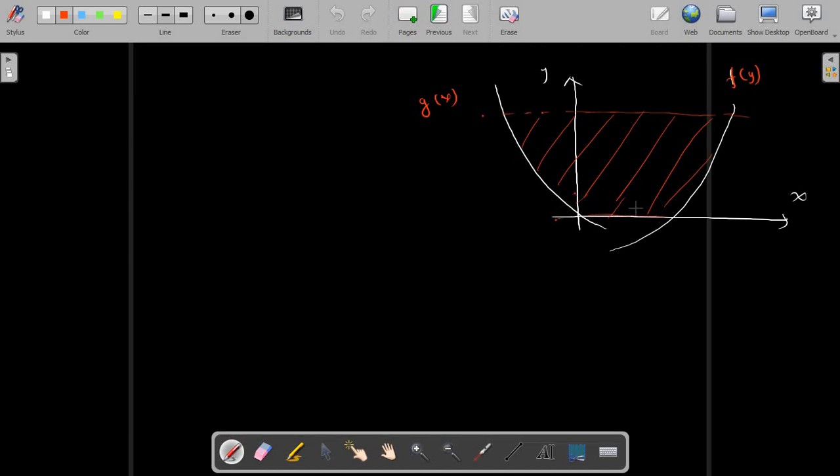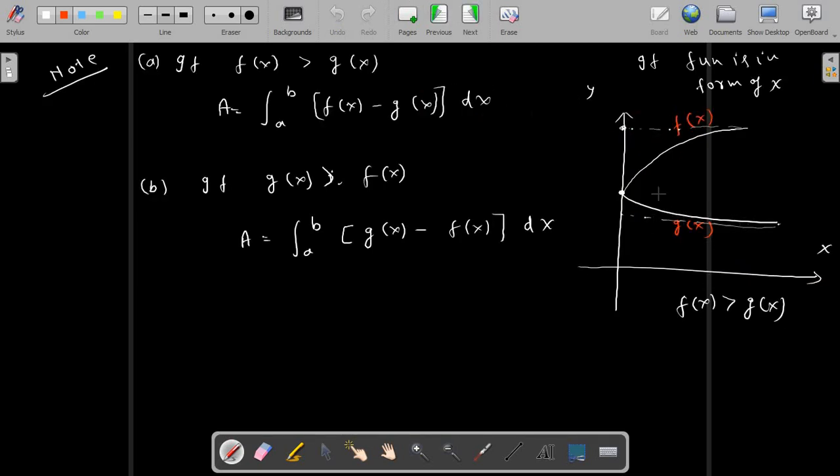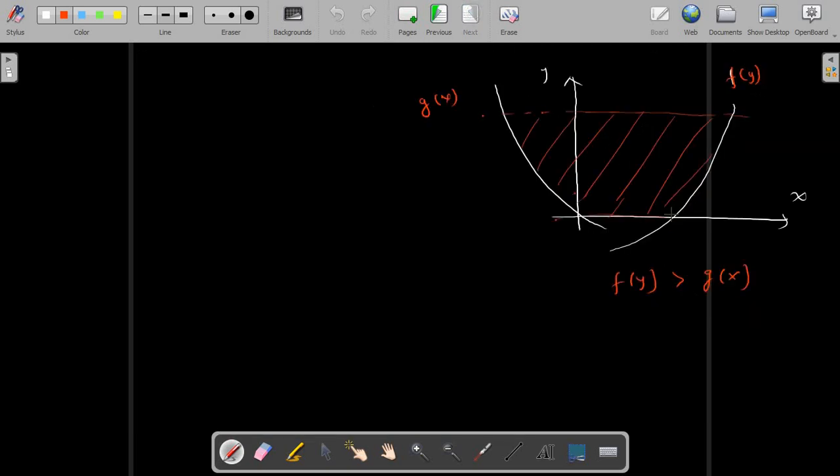Exactly. So for the trick, if the function is in the form of fy, you just take the rightmost one. Which one is it? fy. So here fy is greater. Don't flip that, it can confuse you. When the function is in the form of x, it is having more y values, that is the greatest or bigger. If the function is in the form of y, then you take the one having more x values.